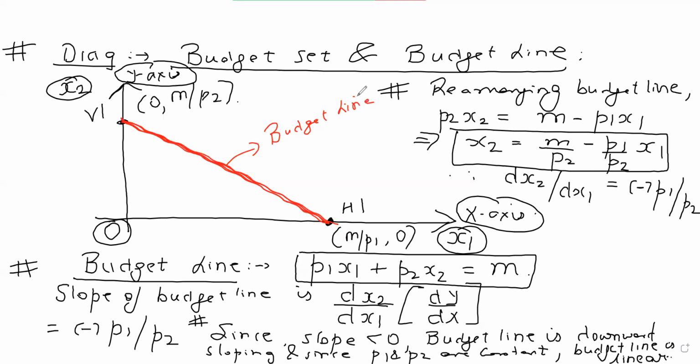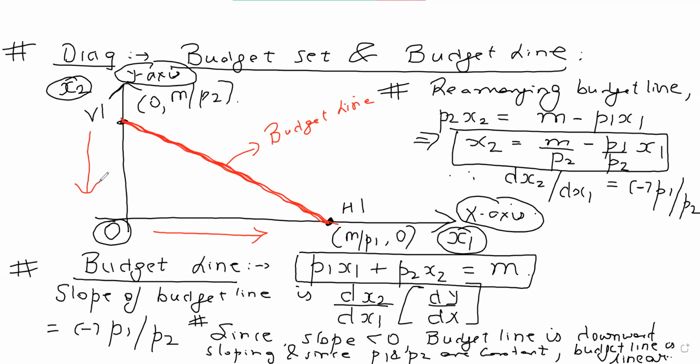Why is it downward sloping? Because given our limited income, if we plan to buy more of good X1, we have to give up some amount of X2. If our income was unlimited, or if the goods were available to us for free, the budget line would not be downward sloping. Because if you want to buy more of X1, you have to give up some amount of X2 every time given your limited income. And why is it linear?